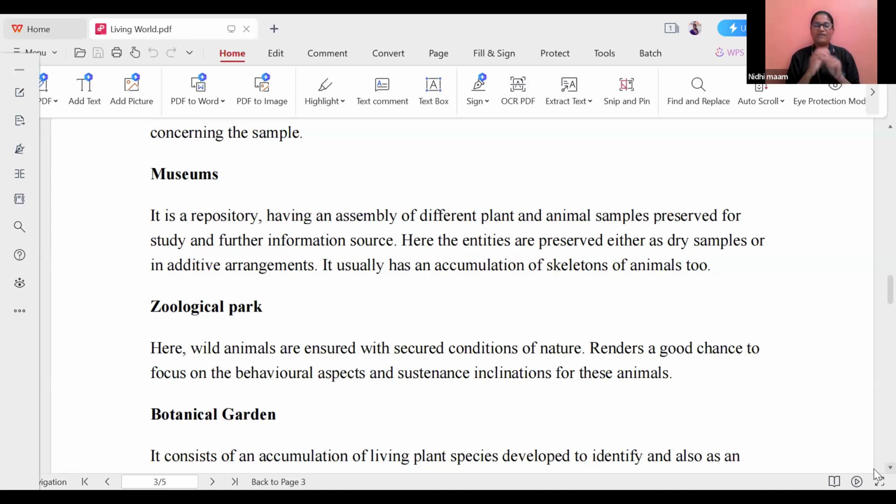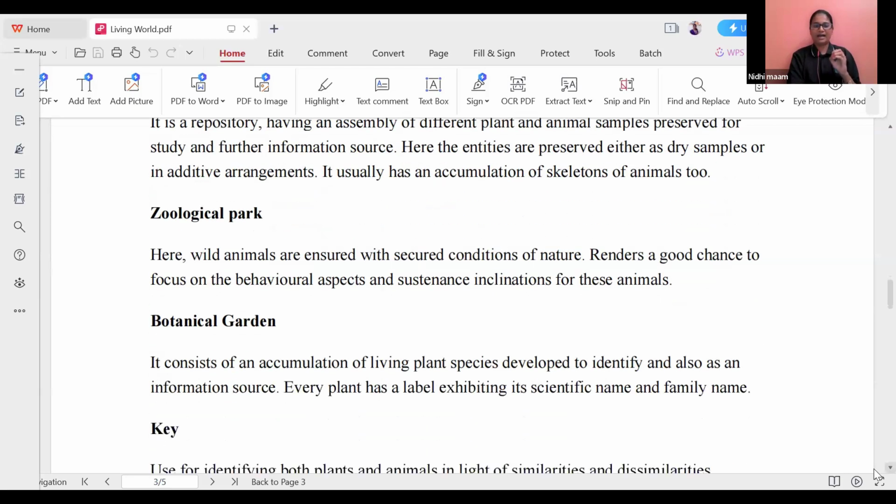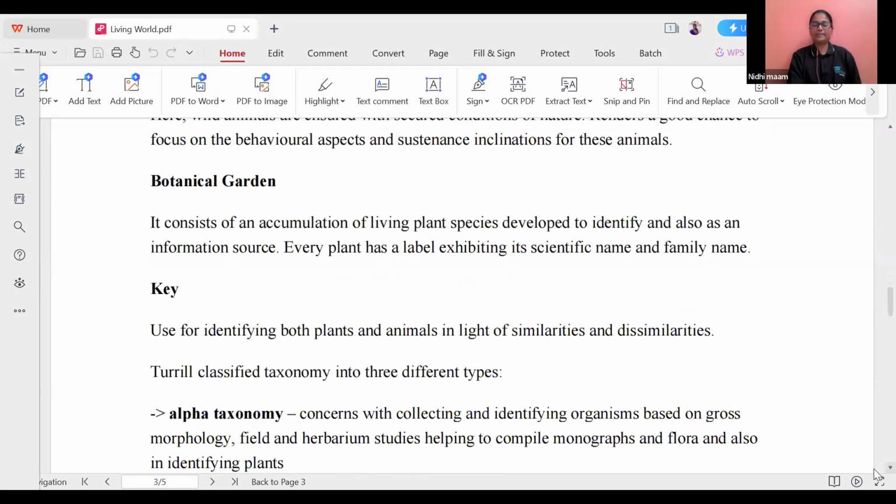Zoological park. Here live wild animals are kept in secured conditions, which renders a good chance to focus on behavior, how the animals behave. You can study the habitat and habits of the animals in a zoological park. Next, botanical garden. Many important medicinal plants and endangered plants are maintained in a specific garden, which is named a botanical garden. Here, the plants are labelled by their scientific names.